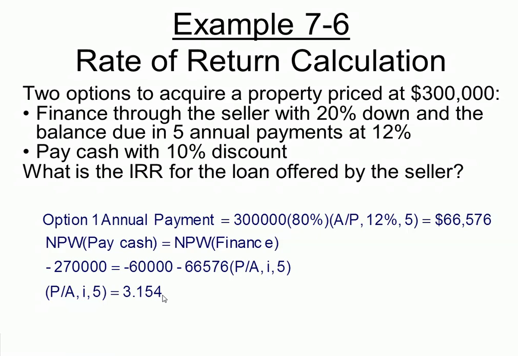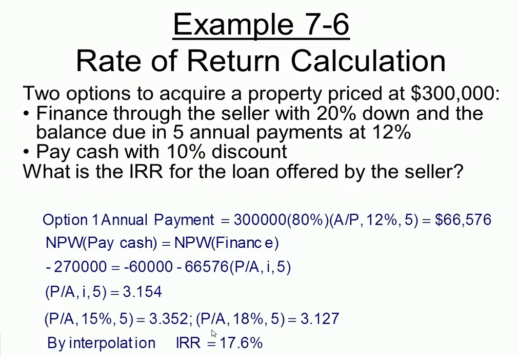So the P given A is 3.154 thousandths. And then we can plug in different values of I, 15% and 18%, and these are close nearby, and this is right between these two. So by interpolation, we can find the I that's somewhere between 15% and 18%, and specifically through the interpolation we get 17.6%. That's our rate of return offered by the seller.